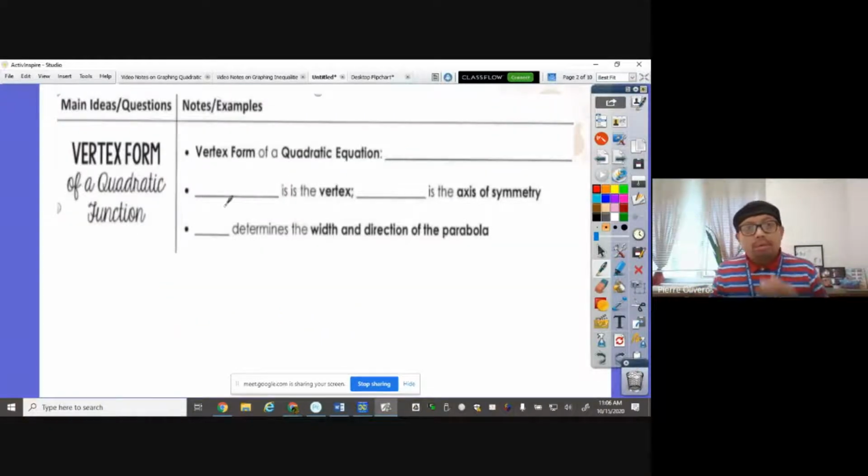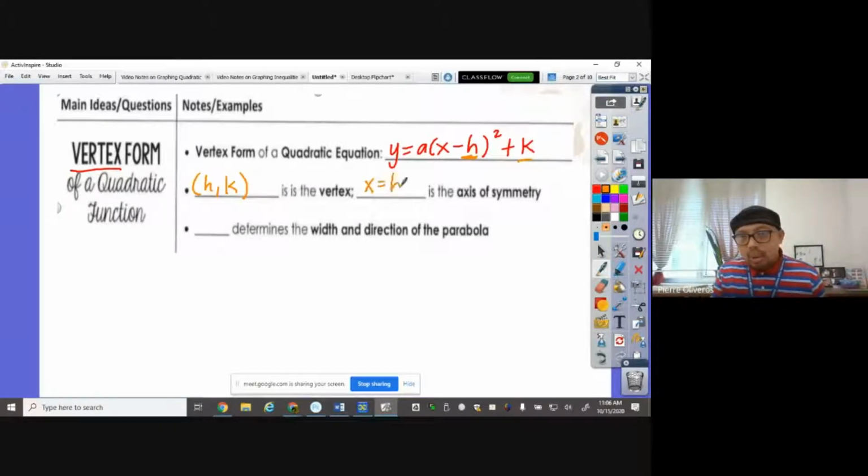Another form of a quadratic equation is called the vertex form. With the vertex form, we can easily find the vertex just by looking at the equation. The form is y equals a times (x minus h) squared plus k, wherein h and k are your vertex, and the axis of symmetry is x equals h. The a here determines the width and the direction of the parabola. So what's the meaning of this?